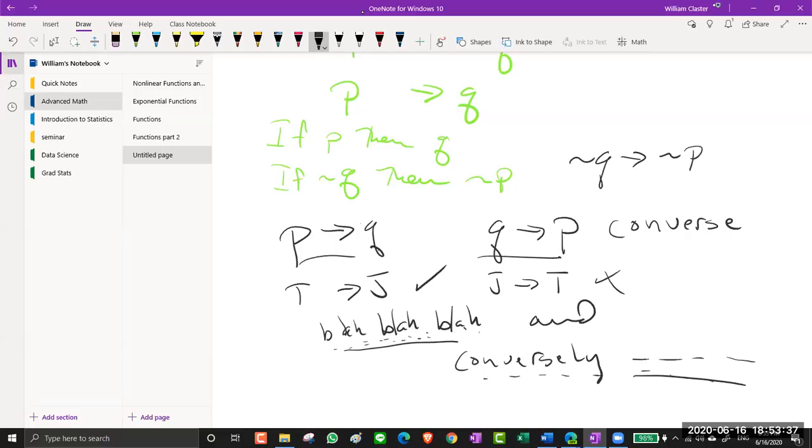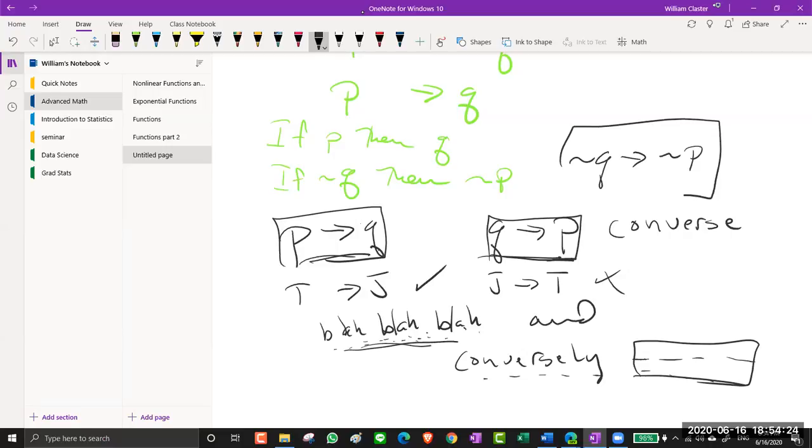But it would be stupid to say blah, blah, blah, and contrapositively. Nobody ever says that, because you wouldn't need to say the contrapositive. It's always going to be true. But if you want to also say the converse, you have to say that it's also true, because it doesn't follow logically from the original statement. Okay, anyway, so this is the original statement. This is called the converse, and this is called the contrapositive.